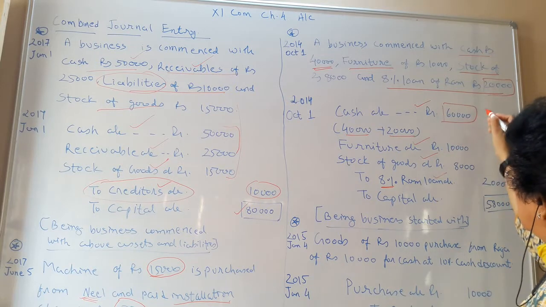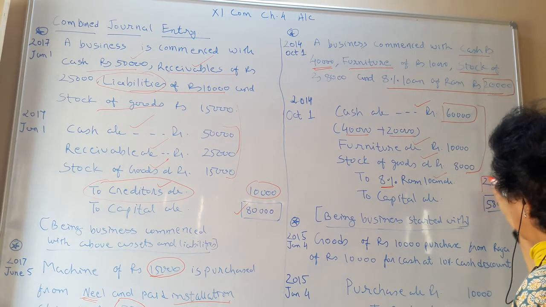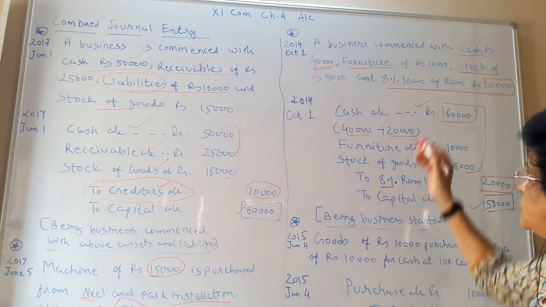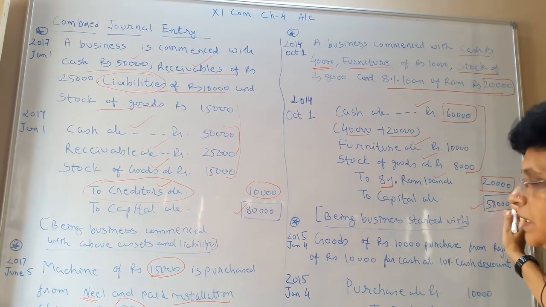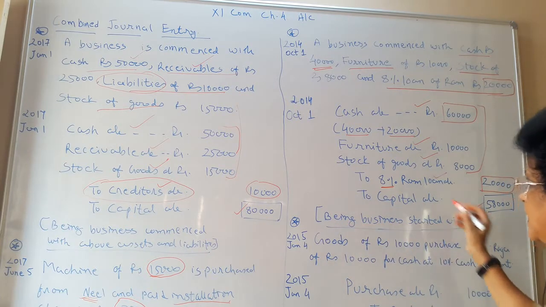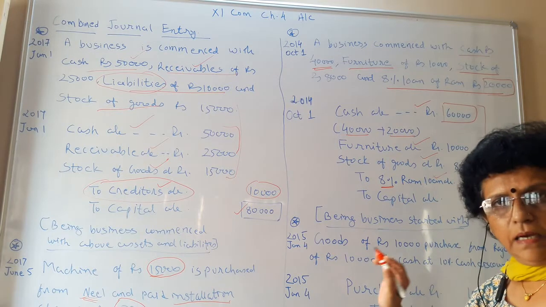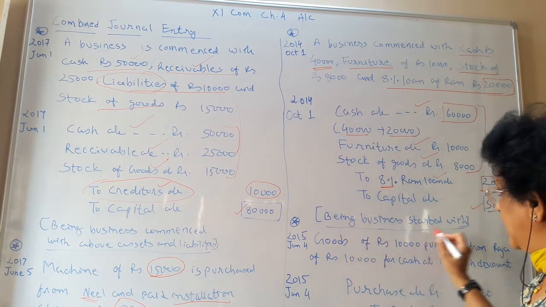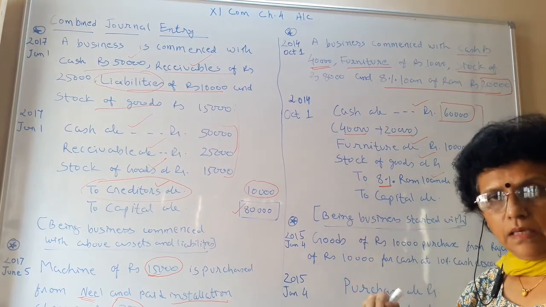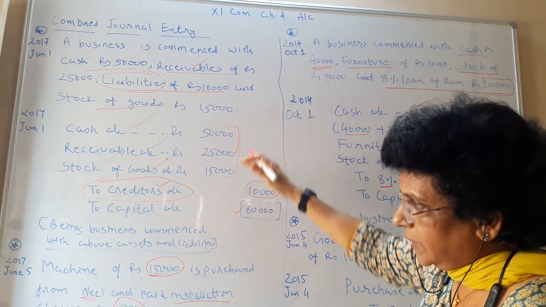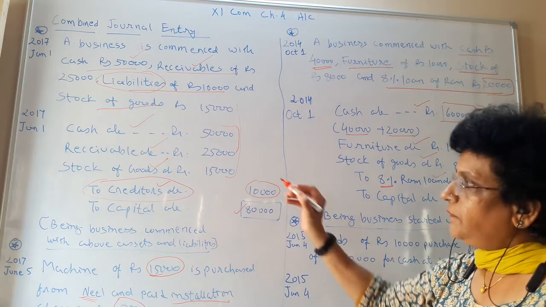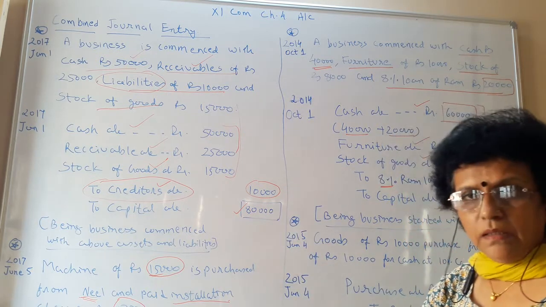Now take the total of these three debit figures minus this figure, so you will get the difference as capital. In this way you have to derive the figure of capital. Again the narration is the same: being business started with above mentioned assets and liability. Don't forget to draw the line below your narration to separate one transaction from another. If you don't do that, everything looks the same and it is difficult to distinguish the transactions. So never forget to draw the line below the narration.